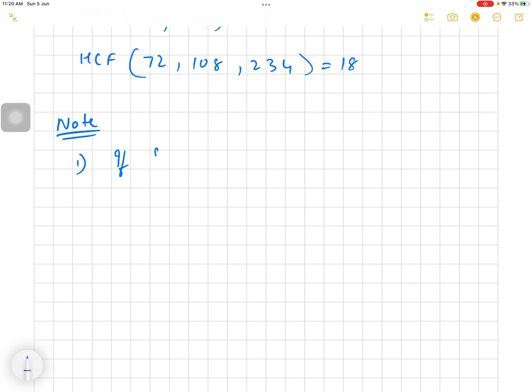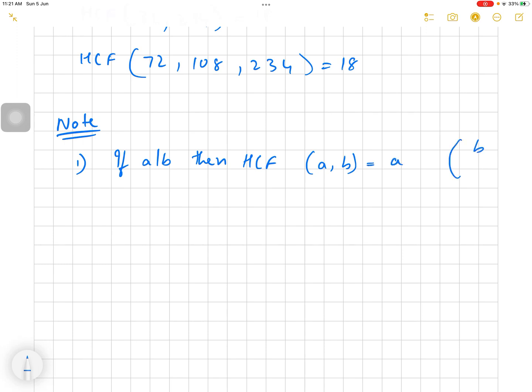If A divides B, then HCF of A and B is equal to A.